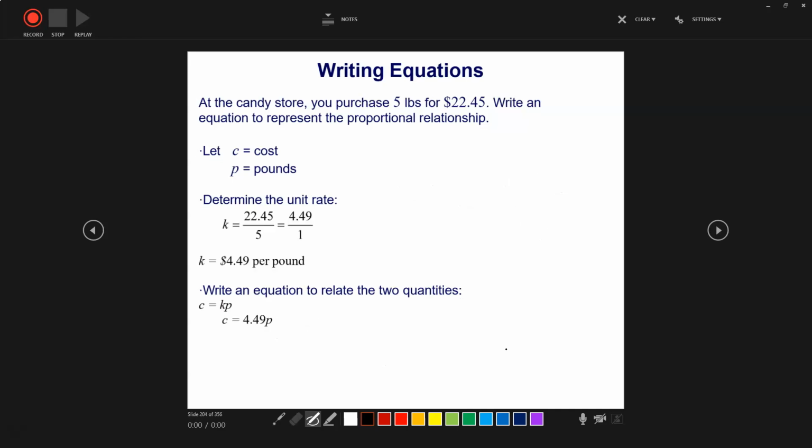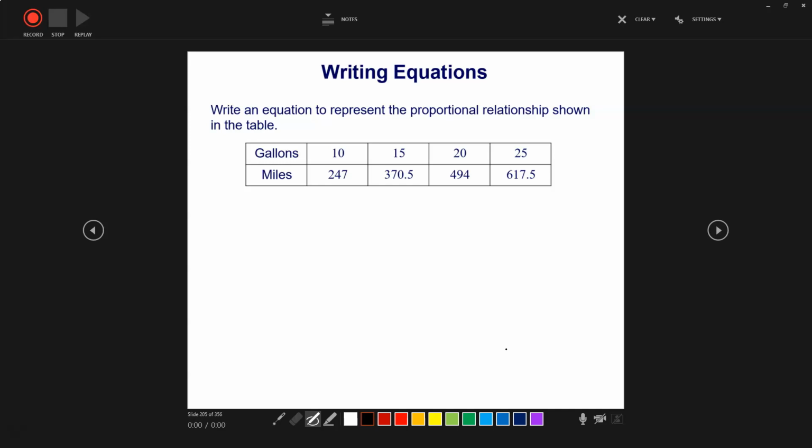All right, let's do one more. All right, write an equation to represent the proportional relationship shown in the table. Okay, we have 10 gallons and 247 miles. All right, so first thing we want to do is determine our unit rate. How do we do that? Get our equation out here. All right, here, let me put an X. It's supposed to be an X and a Y up here to make it easier for you.